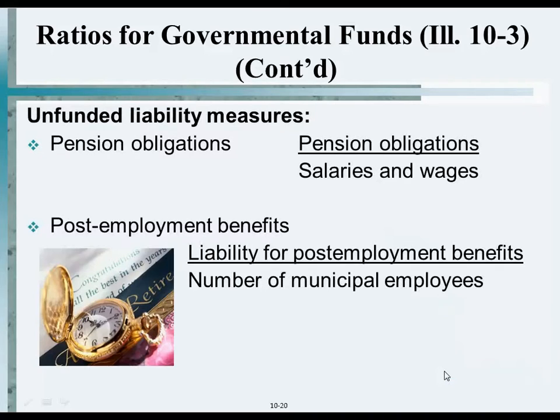This one I think most of you understand. Pension obligation divided by salaries and wages. Well, what do you want there? You certainly don't want it increasing, you want it lower, right? That's your net pension obligations. And the same thing applies to your liability for post-employment benefits. Everybody see that? Okay. And these are probably one of the biggest issues. These two are the biggest issues that we find.